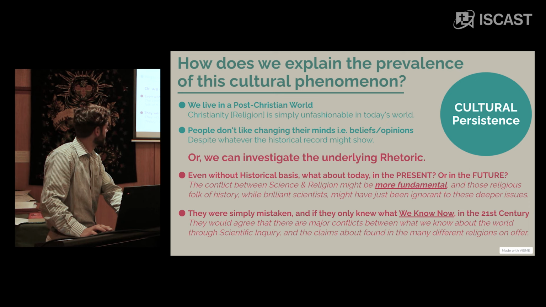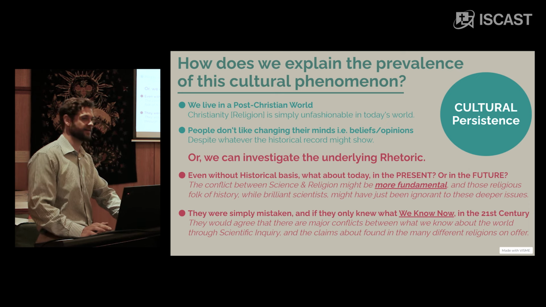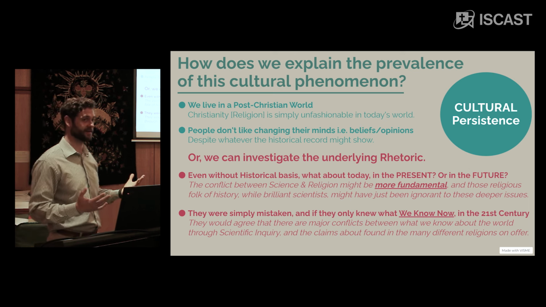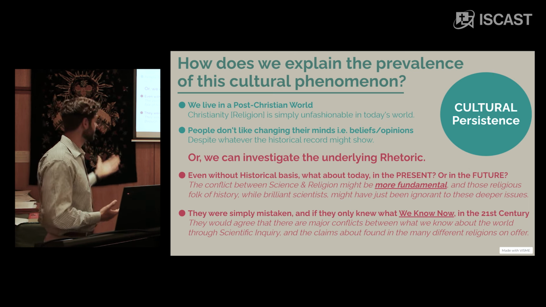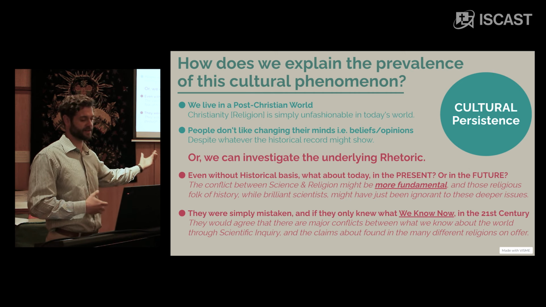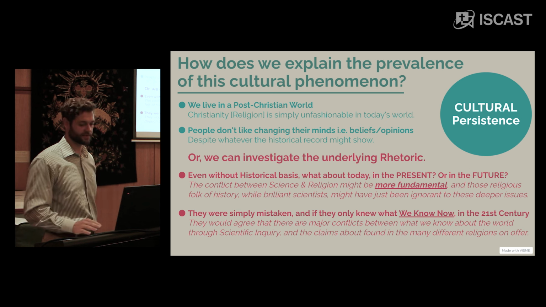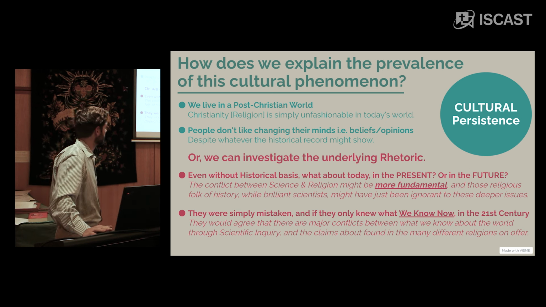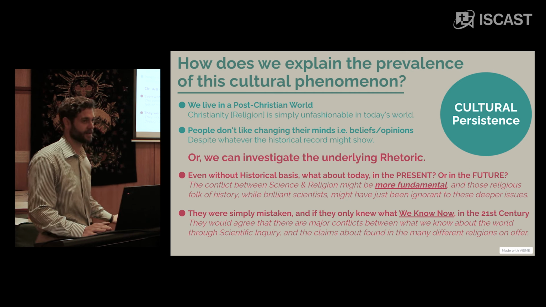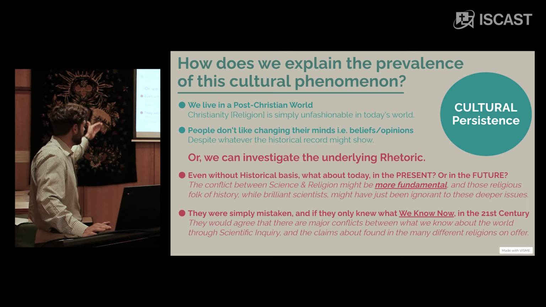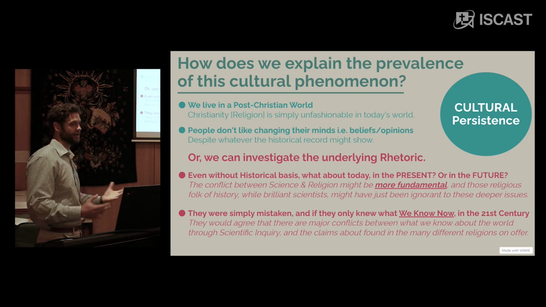But let's consider that maybe there actually is a conflict. The underlying rhetoric of the historical side is that there has been conflict. Okay, let's say there was no historical conflict. That doesn't mean there isn't some more fundamental, deeper conflict present. Just because there was no conflict in the past doesn't mean there's no conflict today or that there won't be in the future. So I think we have to get to that deeper question. And perhaps those religious folk in history were brilliant scientists, but maybe they were just ignorant of these deeper issues. It's unlikely, since they came up with the scientific method, but maybe nonetheless they were simply mistaken, not because of methodological problems, but because of what science has taught us since.